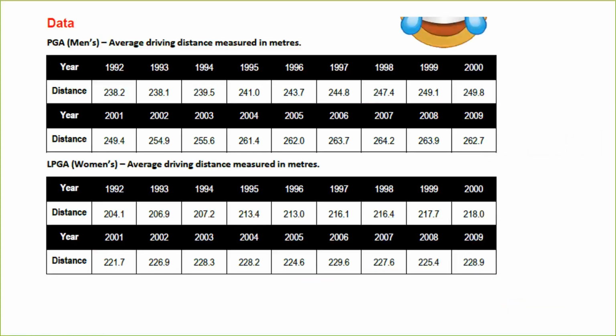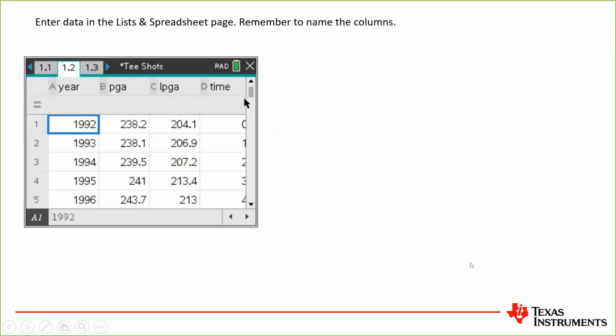You will be able to see the data, which is actually driving distances. PGA is the men's average driving distances measured in meters. That's the real data, which was collected from 1990 to 2009. Similarly, we have the LPGA women's tour and average driving distances for the same number of years, 1992 to 2009.